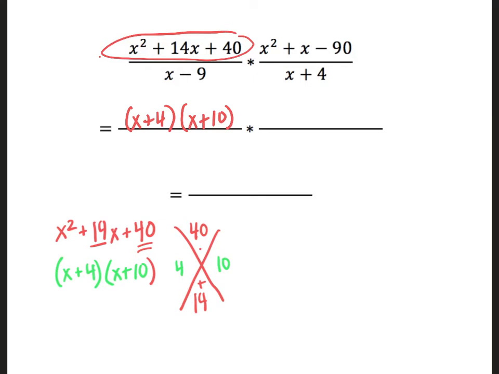Notice on the bottom you have x minus 9. I can't take a GCF out of those because there's just a 1 in front of my x. I also can't use the x method, so that's just going to stay on the bottom. It's already factored. And then we're going to do our second fraction.